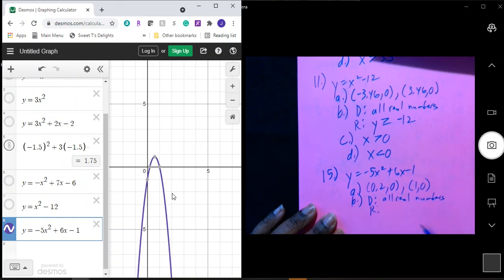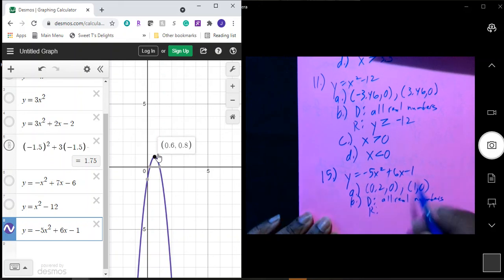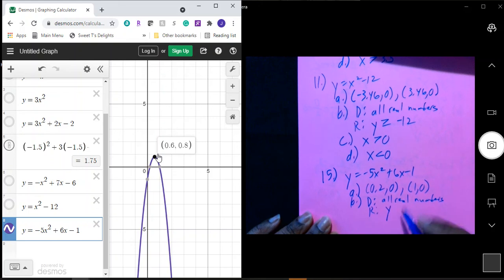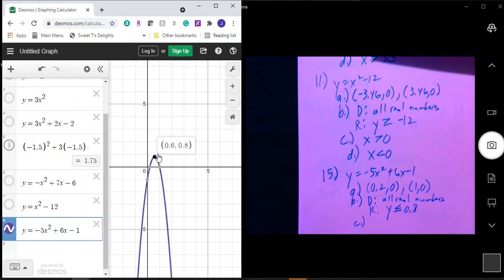And then our range, you notice here, this is the maximum point. So basically, we're going to have values that y must be less than or equal to 0.8. Okay, now we go to C.